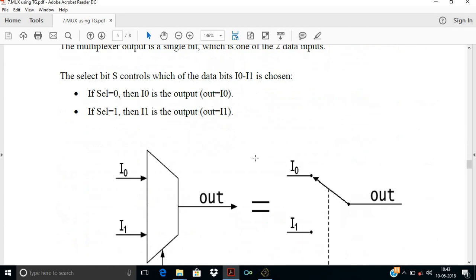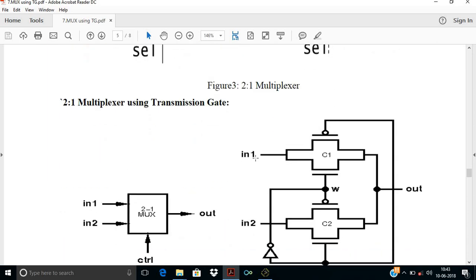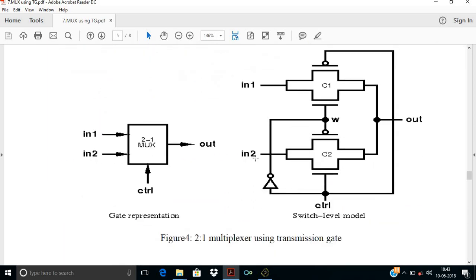Now let's see how to design a 2:1 multiplexer using the transmission gate. This is the circuit diagram of a 2:1 multiplexer using transmission gates. It uses two transmission gates. The input to the first transmission gate is input 1, and the input to the second transmission gate is input 2. In between, for the control signal, we have connected an inverter. This control signal is connected to the NMOS of the second and PMOS of the first, and the inverted output is connected to the PMOS of the second and NMOS of the first.